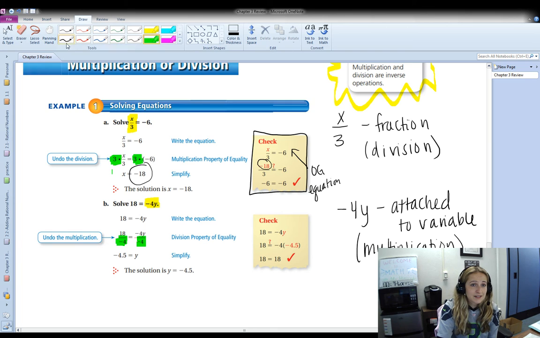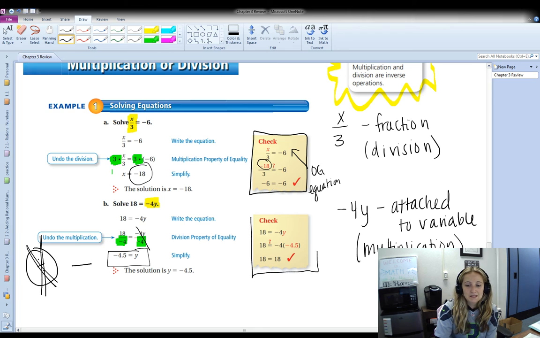And remember, in algebra, the way we show division is not with this division sign. We never show it with that division sign. It's always as a fraction, okay? So you divide both sides by 4. Those cancel out. You're left with y equals, and then you do 18 divided by negative 4, and you get negative 4.5.